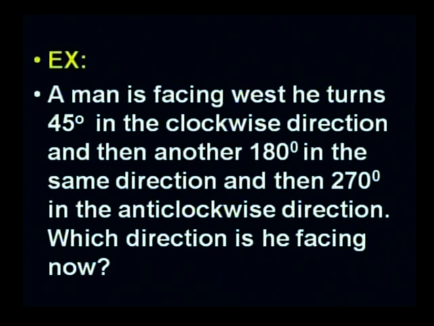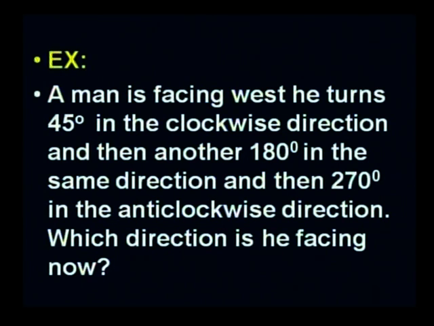So a man is facing west, he turns 45 degrees in the clockwise direction and then another 180 degrees in the same direction, and afterwards 270 degrees in the anti-clockwise direction. So which direction is he facing now? So what is the problem here? He is initially facing west, he turns 45 degrees in the clockwise direction and then another. So you should be able to draw the diagram by now.